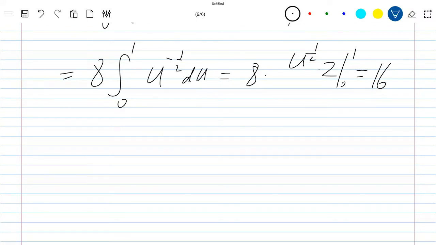Okay, so that's a very interesting example, and I hope you can at least enjoy that. All right, the last topic is triple integral.